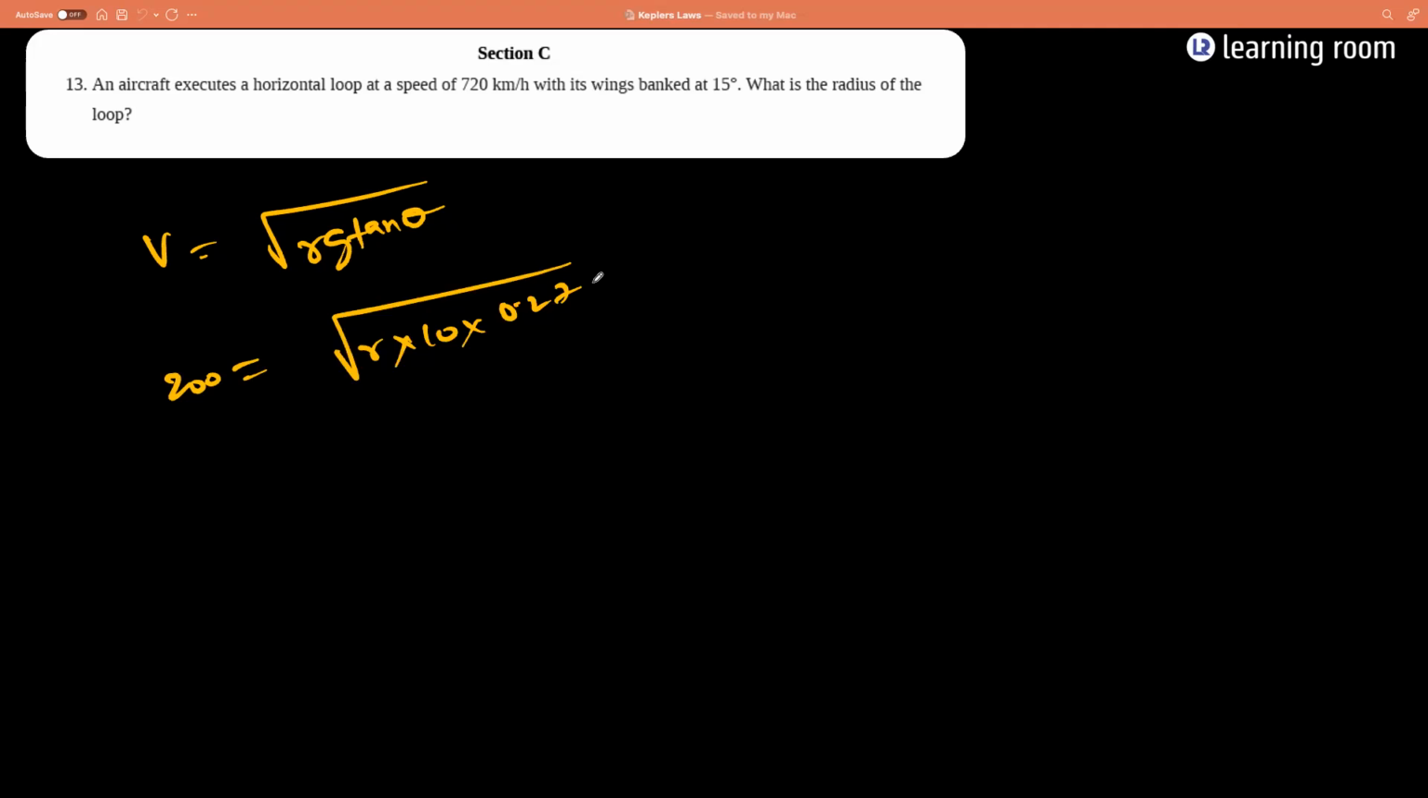You have to use the occupant so far as we can. Here, the center of gravity is there. Yes. So velocity 200 is equal to root of r into g into tan 15. R is what we need to find out. R into g is 10 into tan 15, again 0.27.